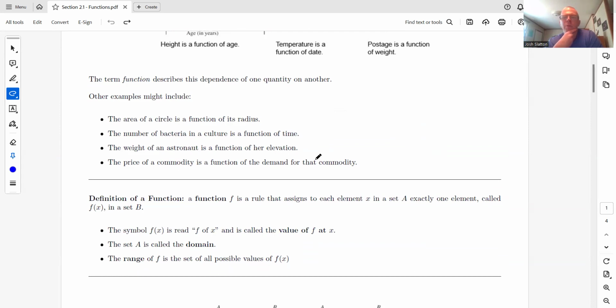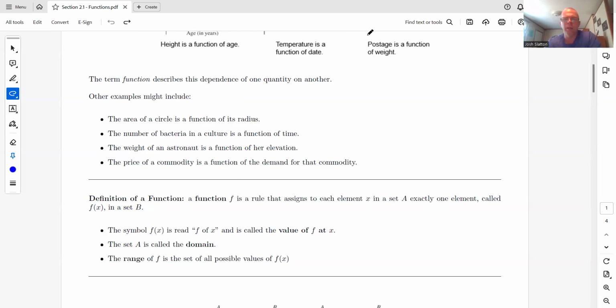So if we want to get more formal with functions, a function is a rule, and f is the name of the function that we could use. A function is a rule that assigns to each element x in a set A. So we have a set, just a collection of values that we're going to name x. For each x, we're going to assign exactly one element in another set B. So we have a collection of elements in a set A. We're going to take each of those elements in A and assign them to an element in B.